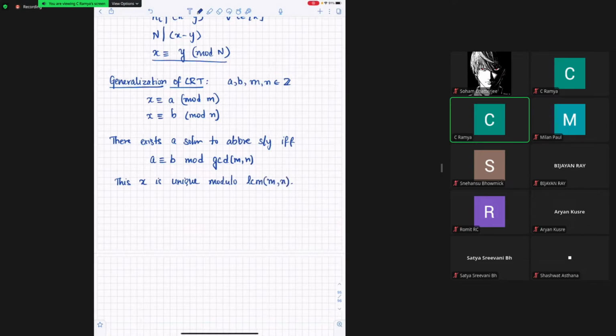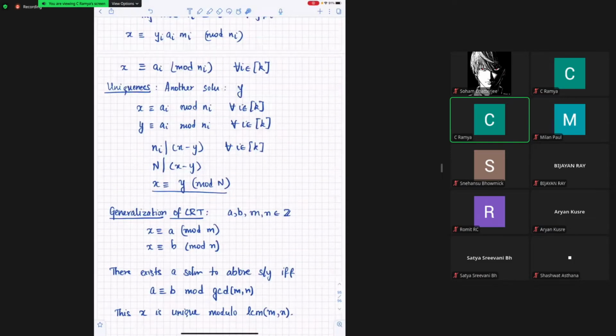So this is a generalization of the Chinese remainder theorem when we do not know any relative co-primeness. Yeah, we will not do this. This is just for you to know that there exists a generalization. Okay, so if this is clear, then we'll move on to the next topic.